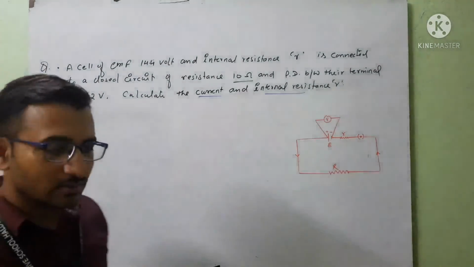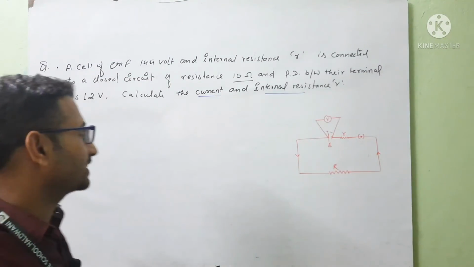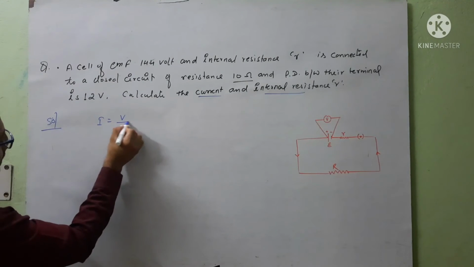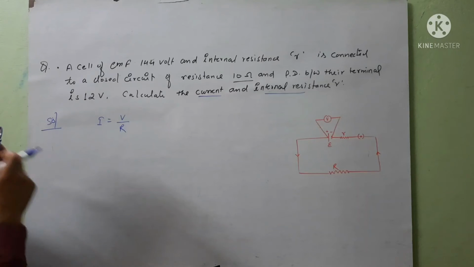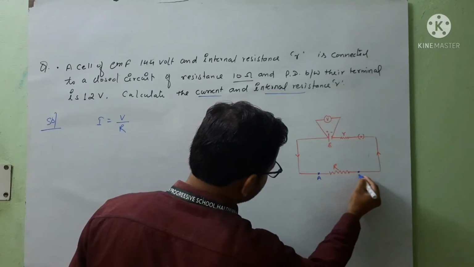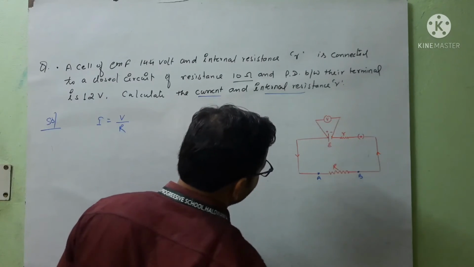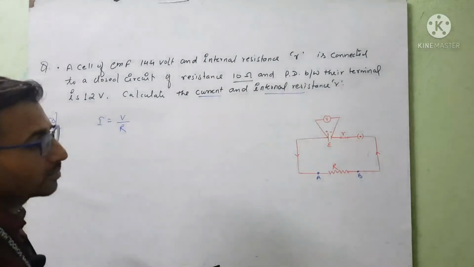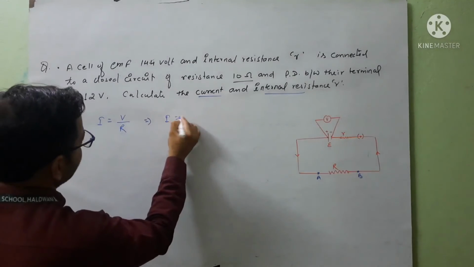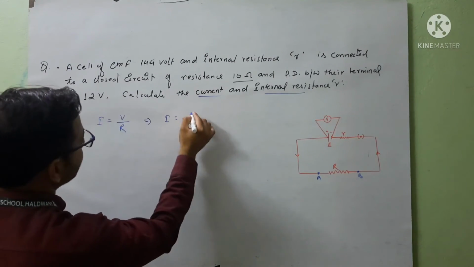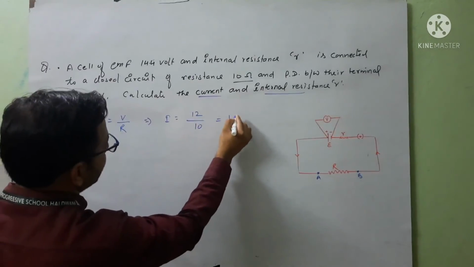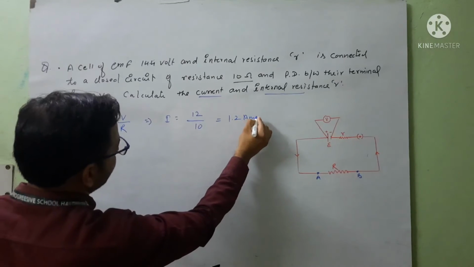As you know from the derivation I explained before, we can get the value of I by V upon R. V upon R means the potential difference across the resistance R is the same as the potential difference across the positive and negative terminals of the cell respectively. So we calculate I equals V upon R. V we have here 12 volt and R is given as 10 ohm. So we will get the value of current in ampere.